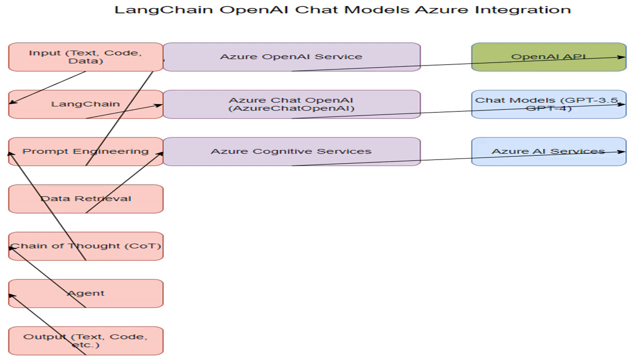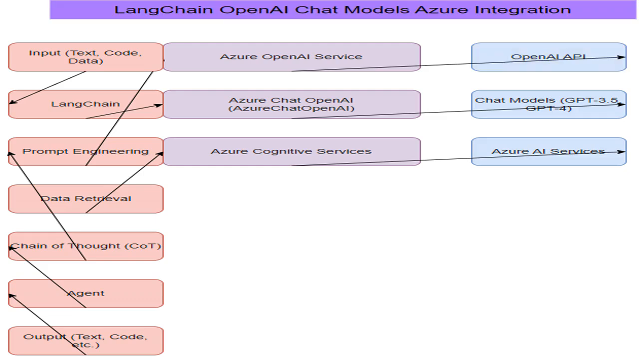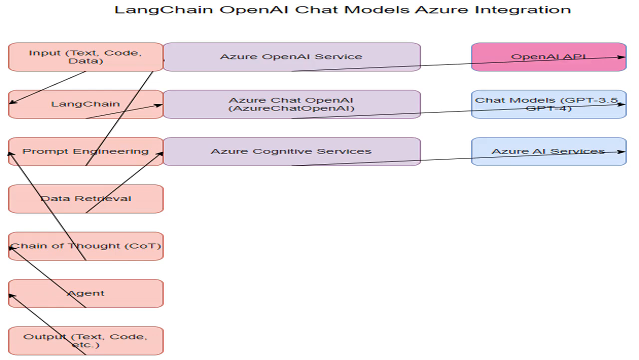OpenAI API, data flow, LangChain, data flow. OpenAI API, the core API for interacting with OpenAI's language models, exposes a set of endpoints for sending prompts and receiving responses from OpenAI models. Azure Chat OpenAI, data flow, Azure OpenAI service, data flow. Azure OpenAI service, a dedicated service on Azure for deploying and managing OpenAI models, provides a secure and scalable environment for running OpenAI models.